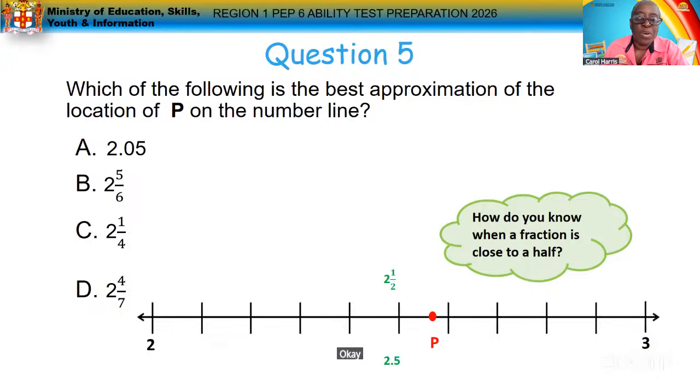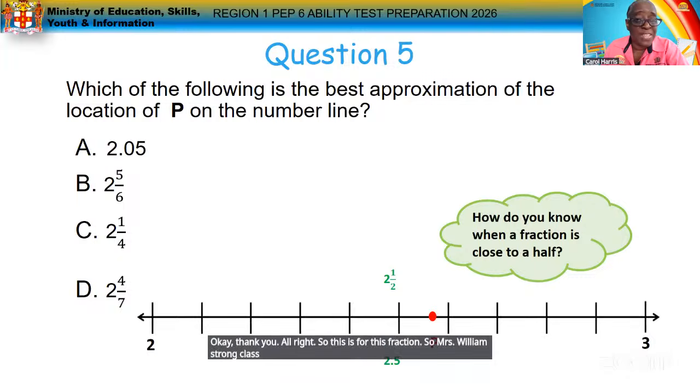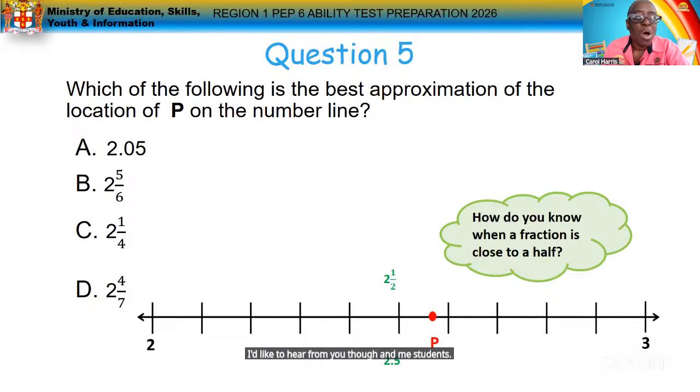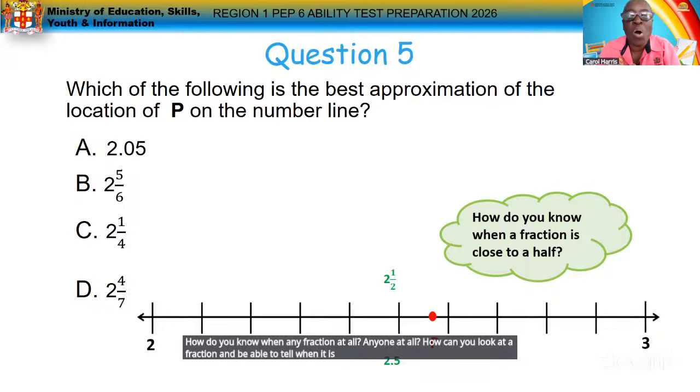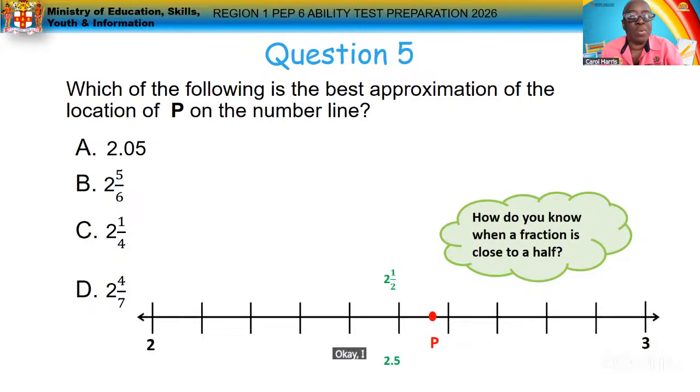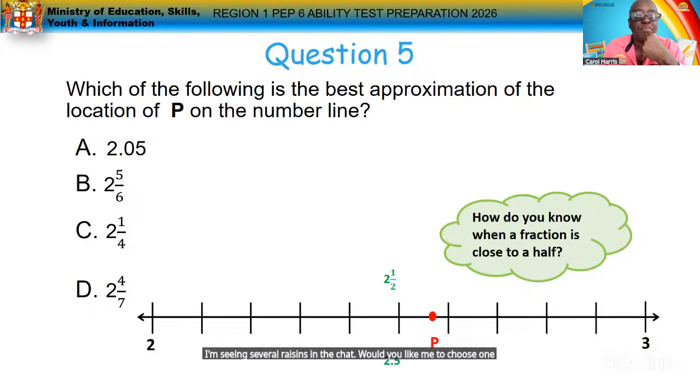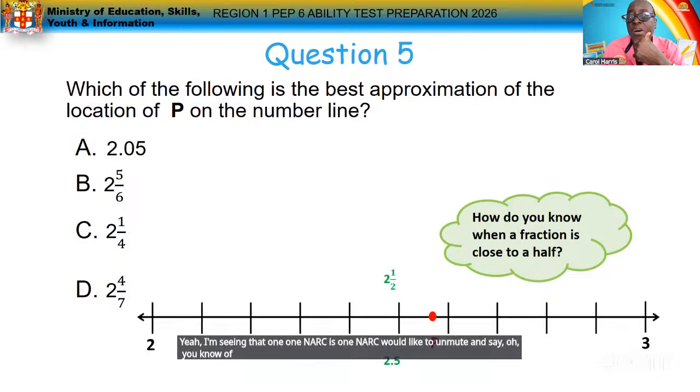Okay, thank you. All right, so that is for this fraction. Let me thank you for that input, St. Andrew Prep. I'd like to hear from my students though, how do you know when any fraction at all, anyone at all, how can you look at a fraction and be able to tell when it is close to 1/2? Okay, seeing several raised hands in the chat. Would you like me to choose one of them, Ms. Harris? Yeah, I'm seeing that one person would like to unmute and say how you identify that the fraction is close to 1/2.